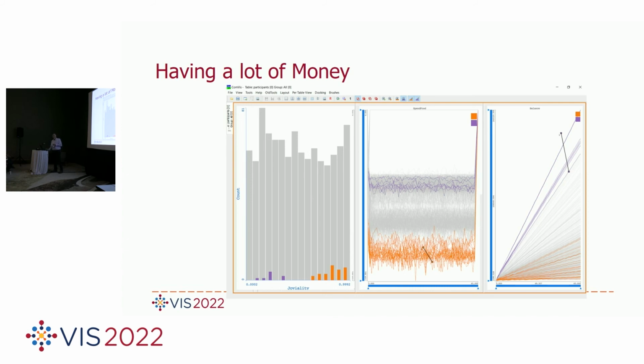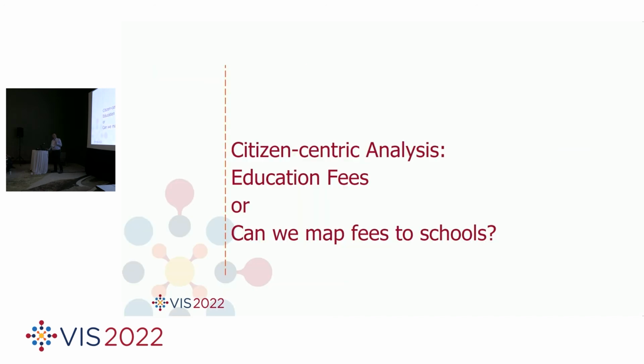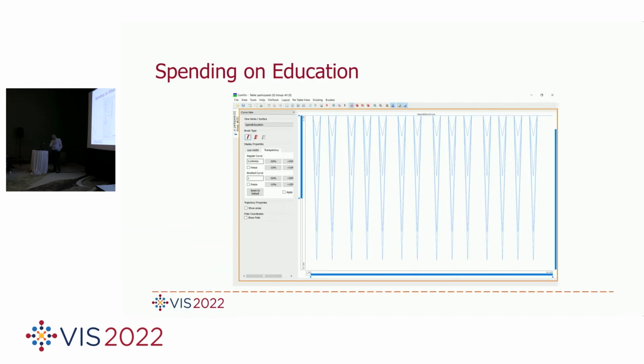So, is it having a lot of money or spending a lot on food? The next example I would like to show is education fees, or can we map fees to schools? These are education spendings over time.